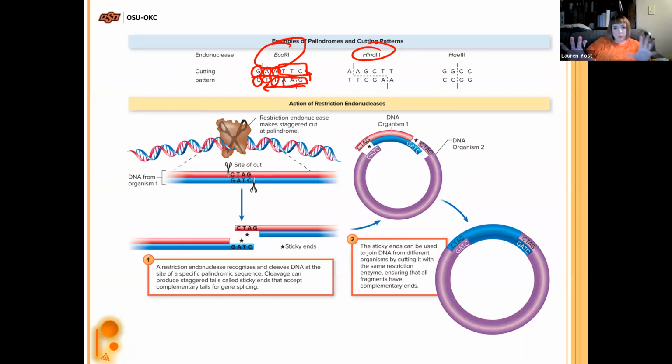So that's the idea with what they're talking about with the palindromes and how it cuts stuff.